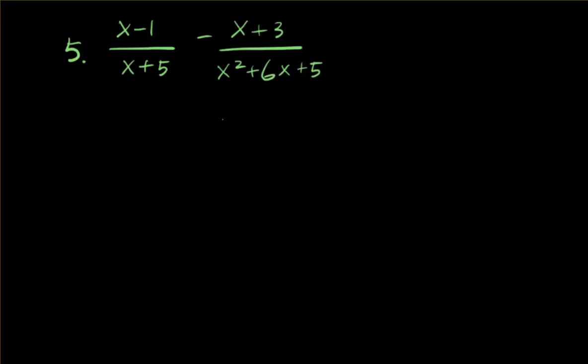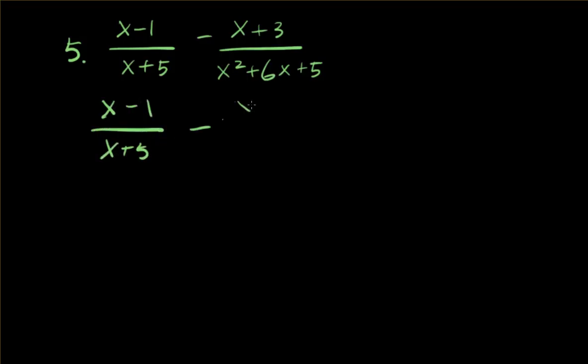Okay guys, so let's go ahead and do number 5 of the independent practice from 8.4. I'm going to subtract these two expressions. So I have x minus 1 over x plus 5.